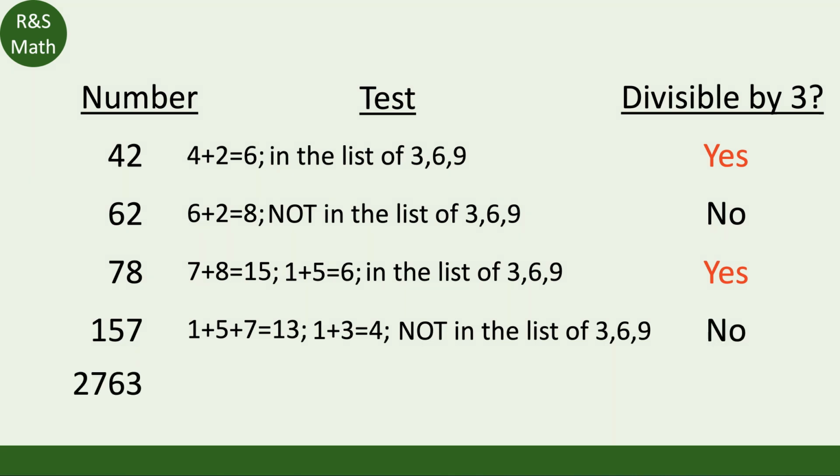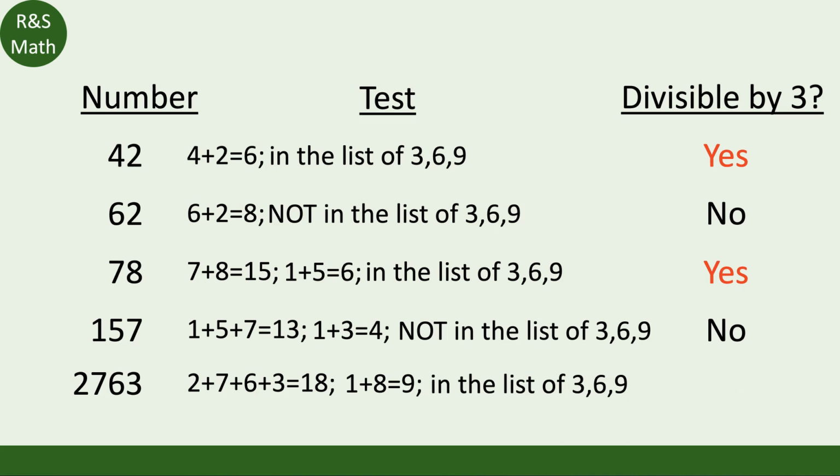Is 2763 divisible by 3? Well, first we add 2 plus 7 plus 6 plus 3, which equals 18. Since 18 is greater than 10, we add the digits of 18. 1 plus 8 equals 9. Since our final result, 9, is in the list of the 3 numbers 3, 6, and 9, the original number, 2763, is divisible by 3.